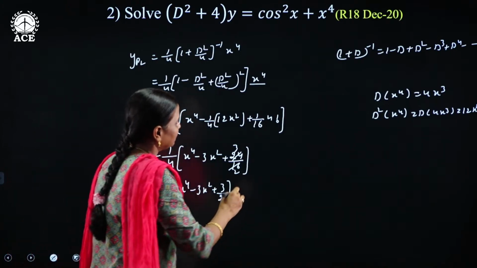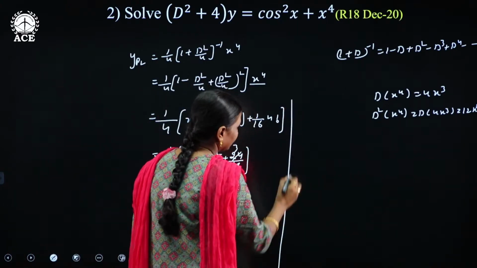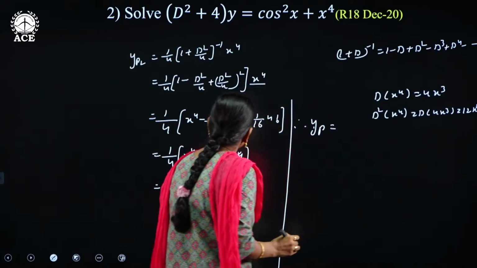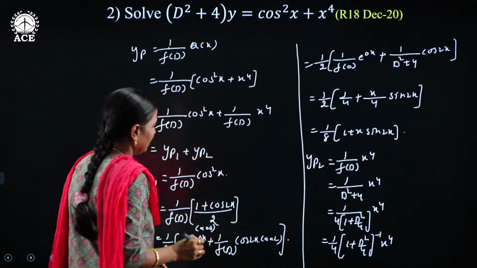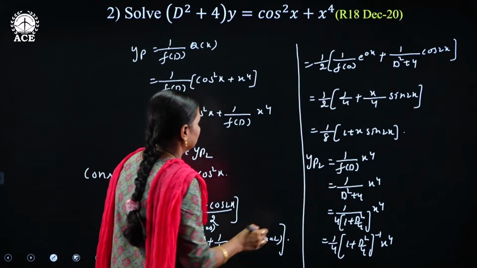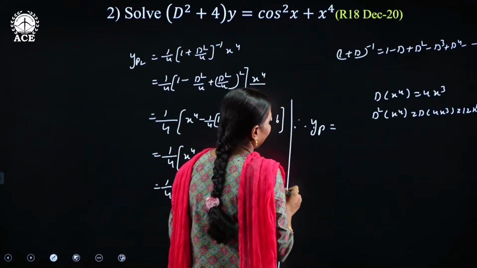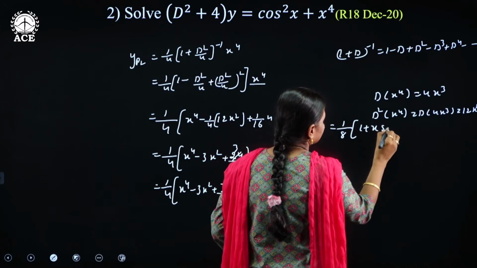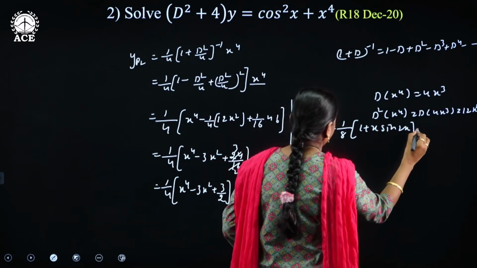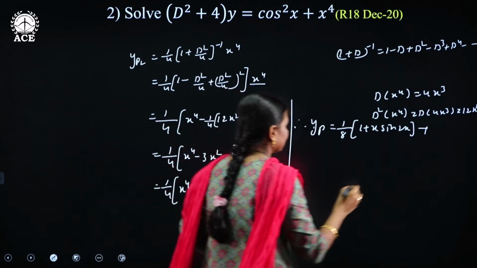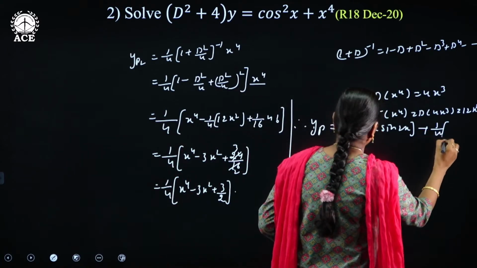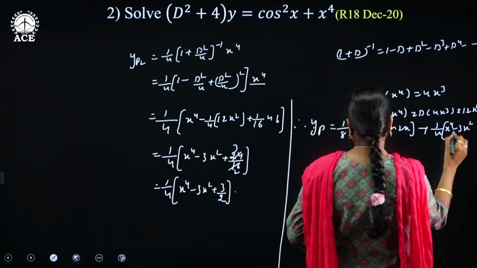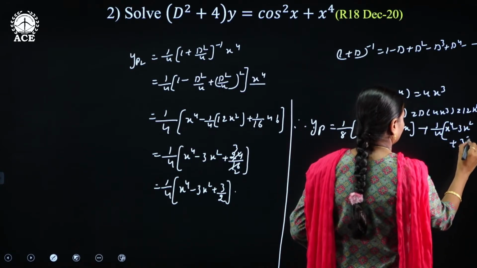Now write the combined particular integral. What is the combined particular integral? Therefore yp is equal to yp1. What is yp1? yp1 is equal to 1 by 8 into 1 plus x sin 2x. Next, plus yp2, which is 1 by 4 into x power 4 minus 3x square plus 3 by 2.